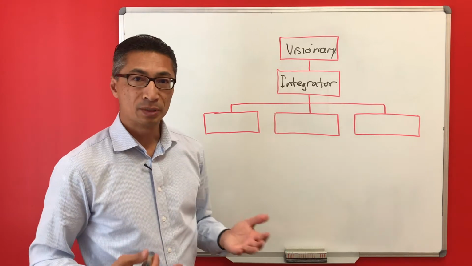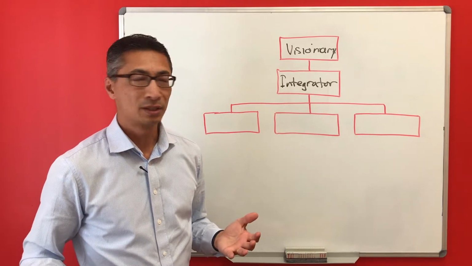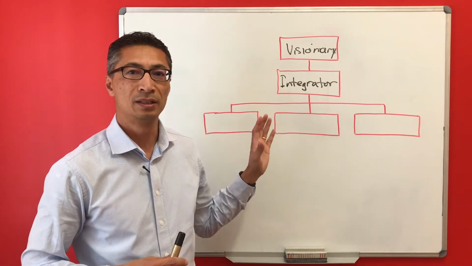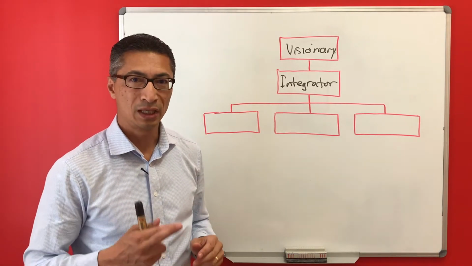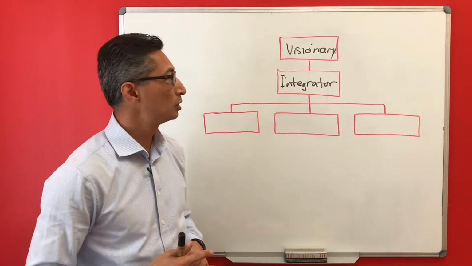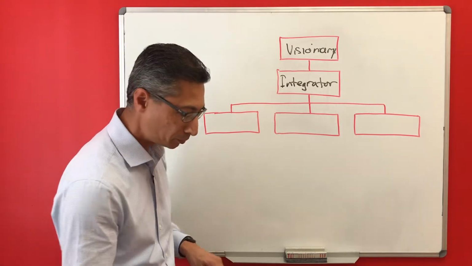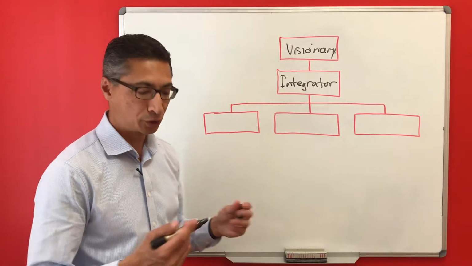Or there could be 2 business partners or multiple siblings in a business. But it's important to understand that those are 2 different roles. They need to work together and be on the same page, but they have different responsibilities. Then there are 3 other key functional roles.